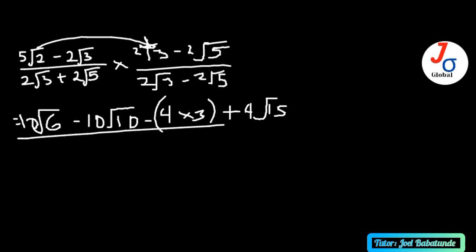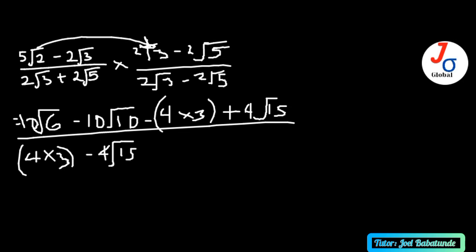Over root this times this, that's 2 times 2 is 4. Root 3 times root 3 is root 9. Root 9 is 3. That's 4 times 3. And this times this, that's minus 2 times 2 is 4. Root 3 times root 5 is root 15.